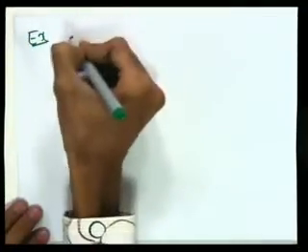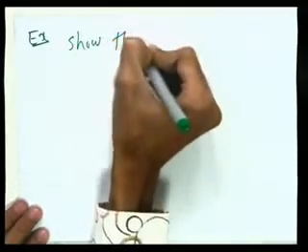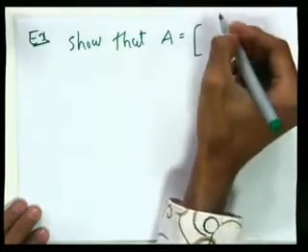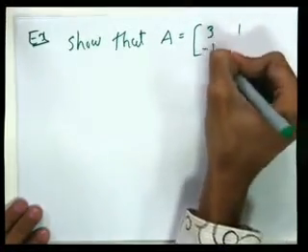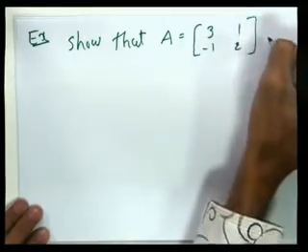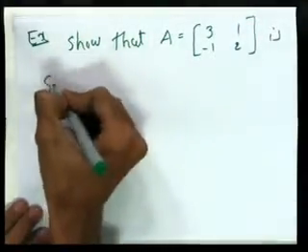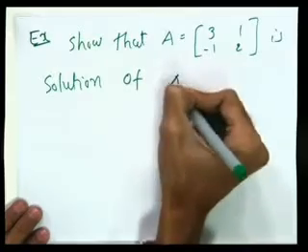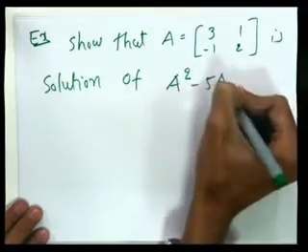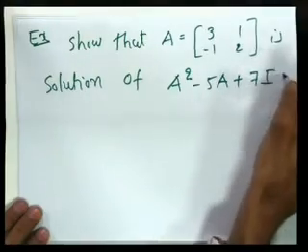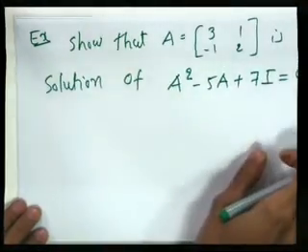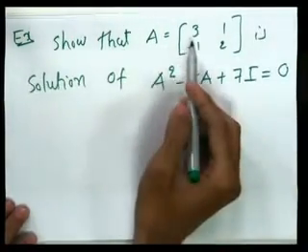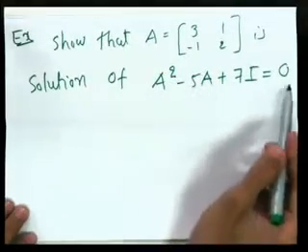The question is that A is equal to the matrix 3 1 minus 1 2 is a solution of A square minus 5A plus 7I is equal to the null matrix, which is equal to 0. We need to prove that this matrix A is a solution of this matrix equation.